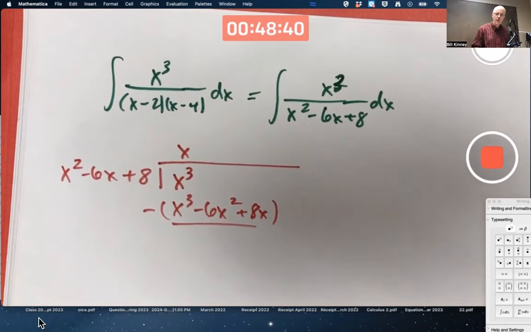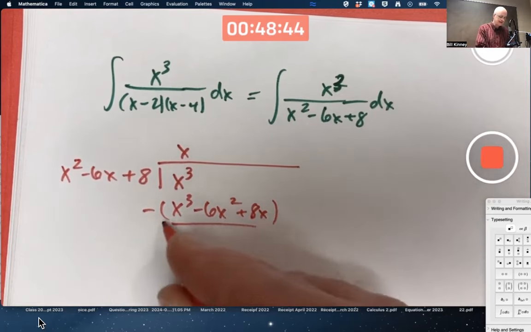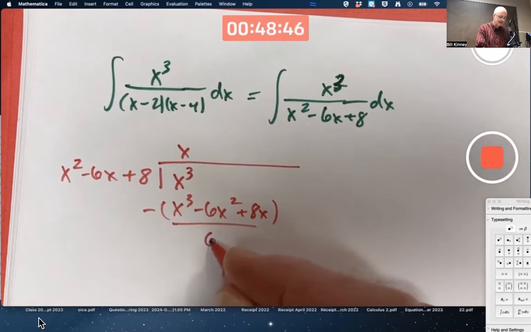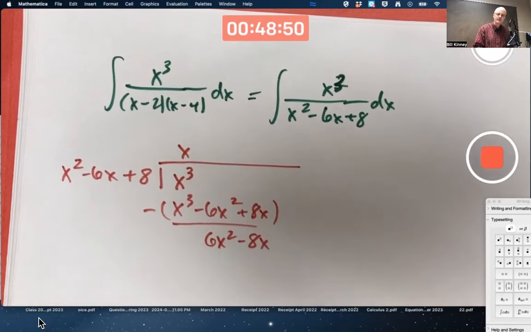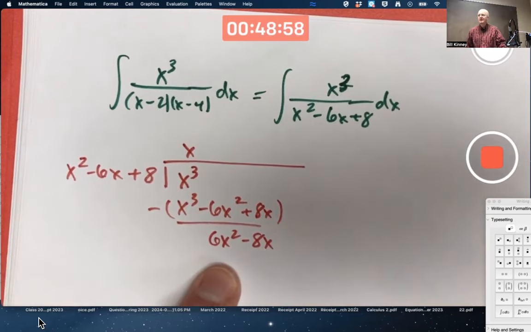The x cubes will go away. Bring the minus sign through the parentheses. Negative of negative 6x squared is positive 6x squared, and negative of 8x is minus 8x. Keep going until what's left over has a degree smaller than what you are dividing by. This does not have a degree smaller. It's the same degree. So I have to keep going.